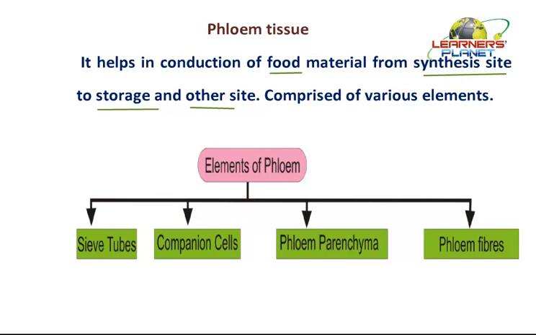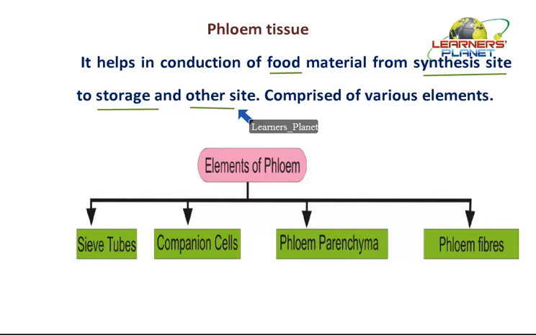So initially, the food from its synthesis site is transported to a storage site, and from here it will be transported to the site where there is a need for this particular material. At that site, it will be metabolized and it is going to provide energy for the maintenance or the metabolic function or for the growth of the plant.